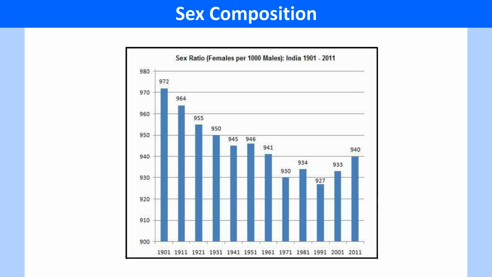If it is over 1,000, it implies more females than males, a favorable sex ratio. It is an unfavorable sex ratio when there are fewer females per 1,000 males. On the other hand, a more educated and developed society that considers there to be no difference between males and females will have a more favorable sex ratio.